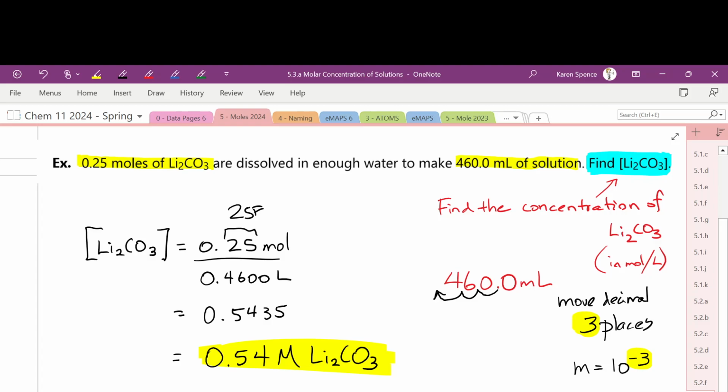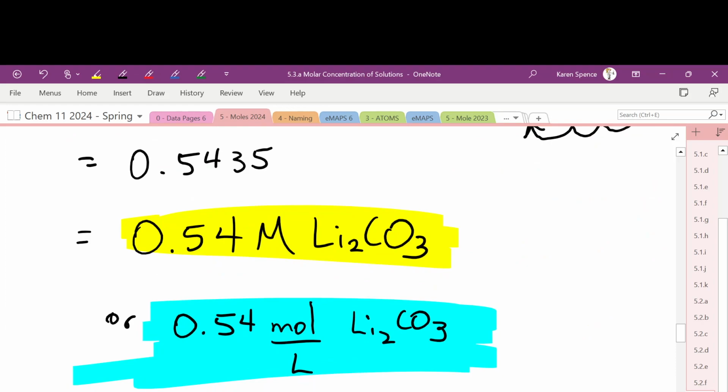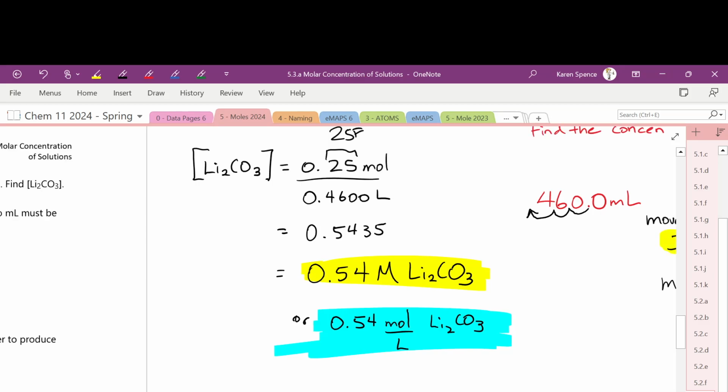Do we like the yellow version as a conversion factor or the blue version as a conversion factor? Blue version will allow us to convert between moles and liters. We're not there yet. We're not doing that today, but I just wanted to let you know that there is a good reason sometimes to write it as moles per liter. Okay.